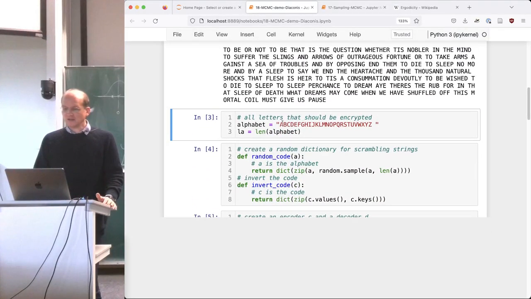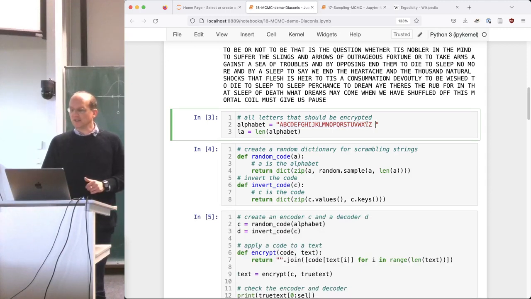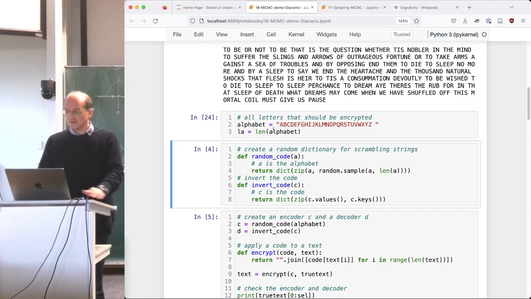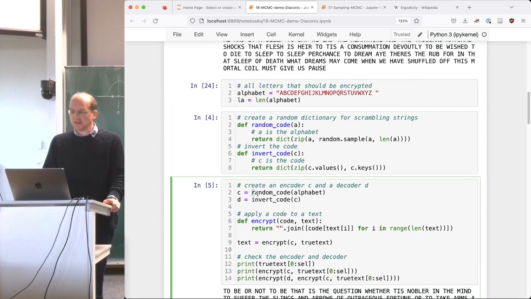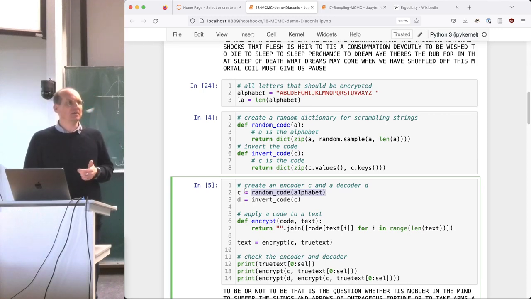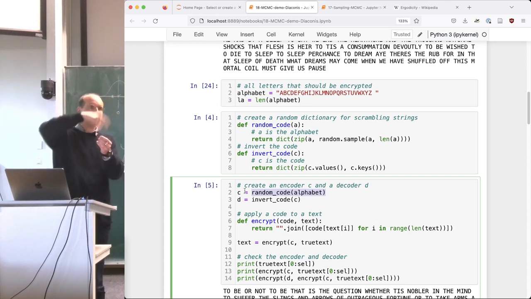Let's collect all the letters from the alphabet, including the space. Those are the possible letters in here. And now I have a function that generates a random code, and that also gives us the inverse code. So what is the code? I have an alphabet, and every letter in the alphabet is assigned to some other letter. So basically, a code is a permutation of the letters in the alphabet. And then the inverse code does it the other way around. Let me show how you can use it. I can generate a random code for a given alphabet, and I get the backwards code. And such a code is just a dictionary, where I can plug in a letter and I get the other letter.